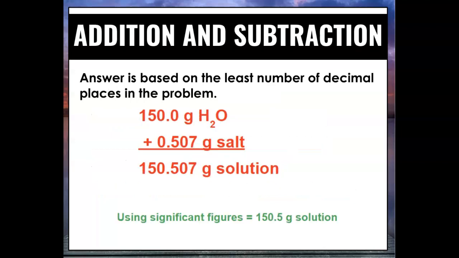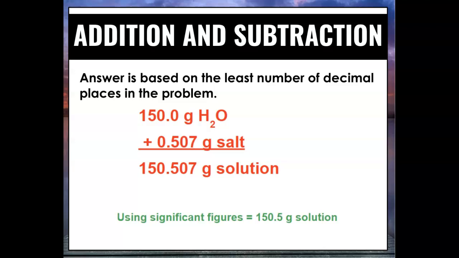Okay. However, this is different with addition and subtraction. Addition and subtraction, if you have decimals, the answer is based on the least number of decimal places in the problem. So whatever number has the least number of decimal places, for example, we have 150.0 grams of water plus 0.507 grams of salt. When we add those together, it gives you 150.507 grams of the solution. However, we can only record the numbers that are significant, and that essentially means we can only go to the farthest decimal place that the 1 is, which means the least.